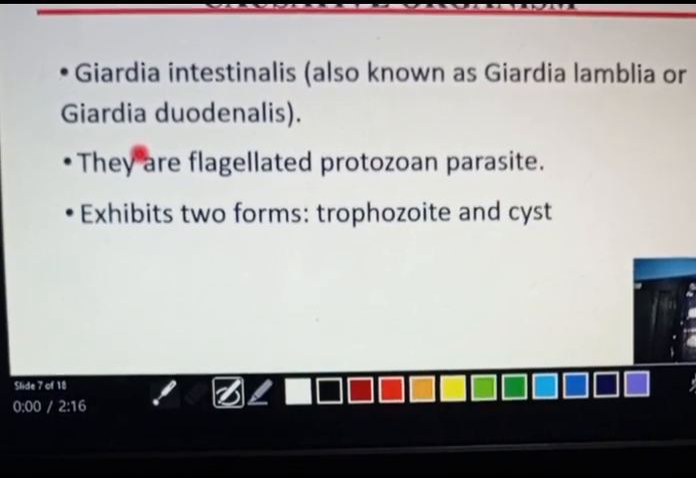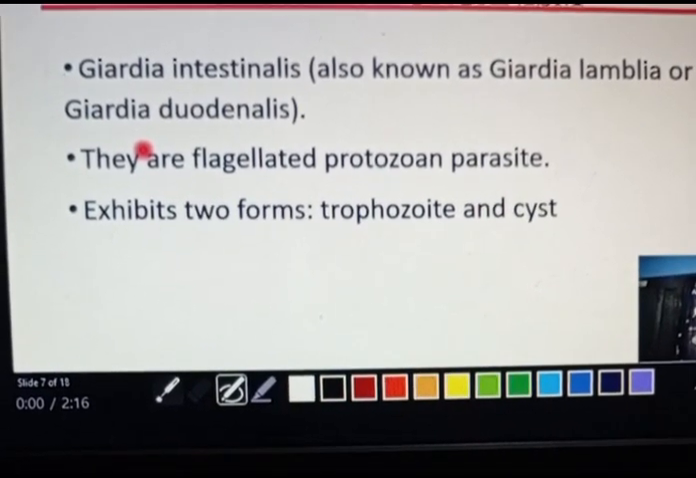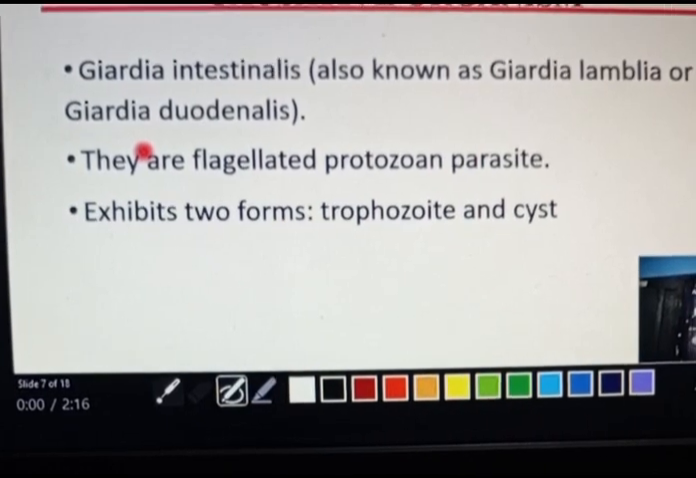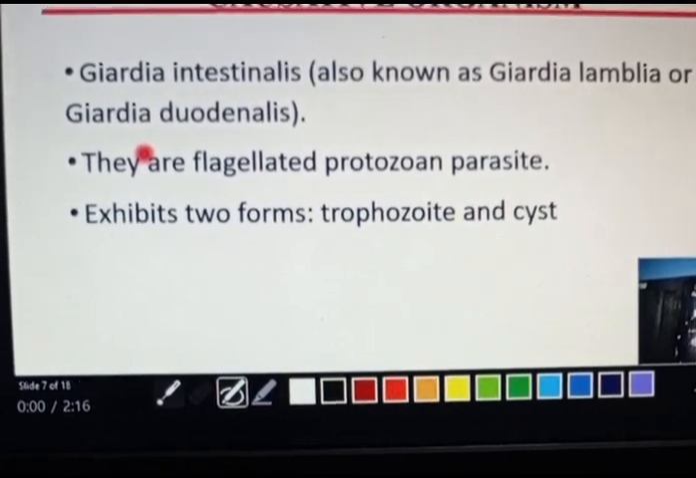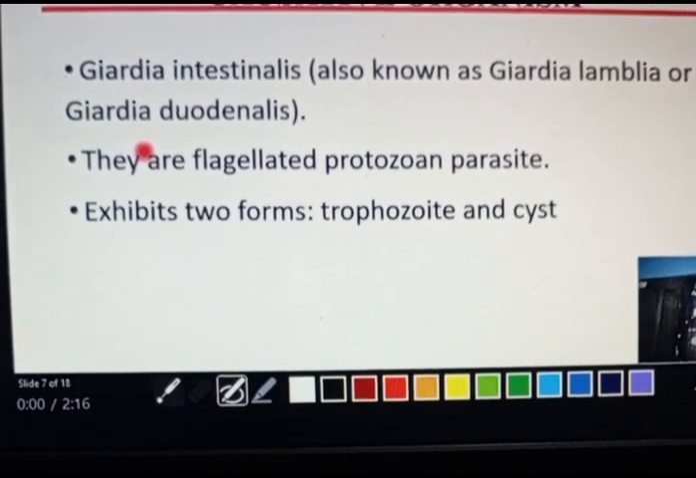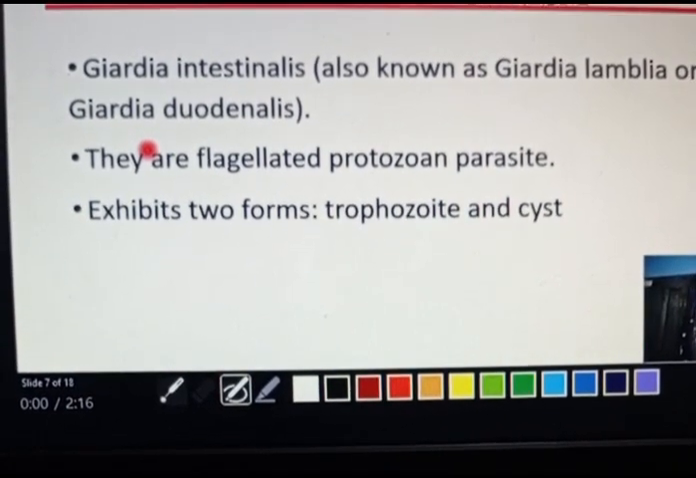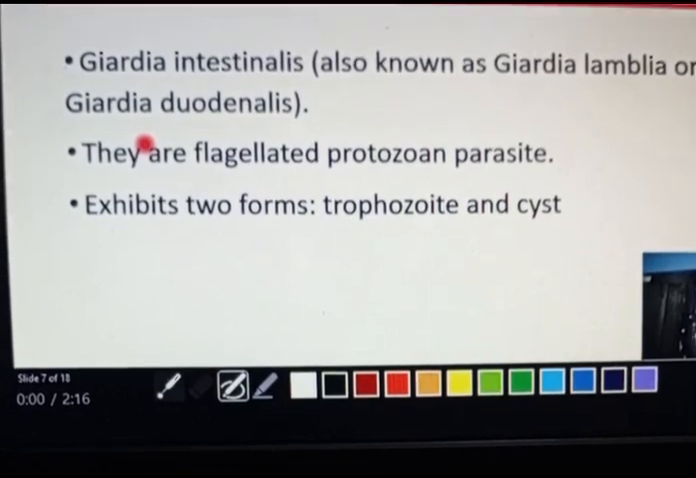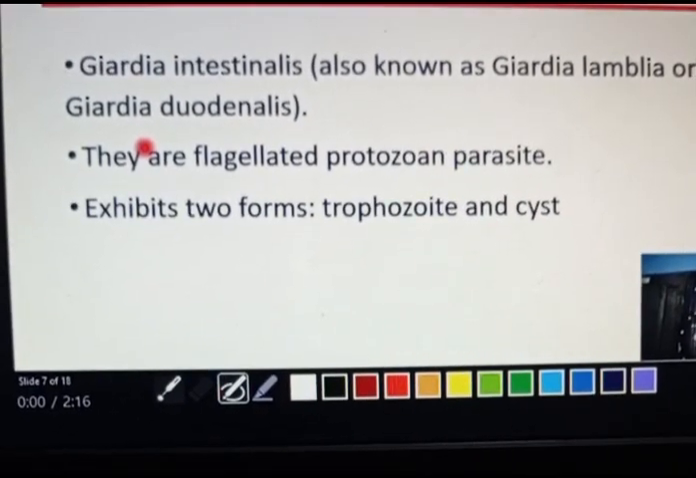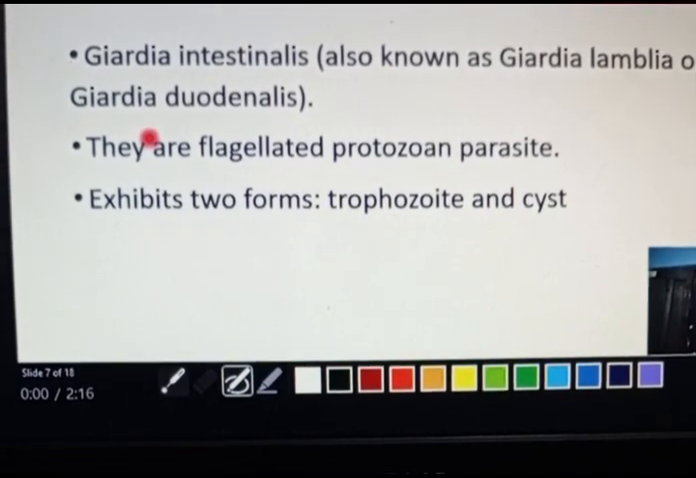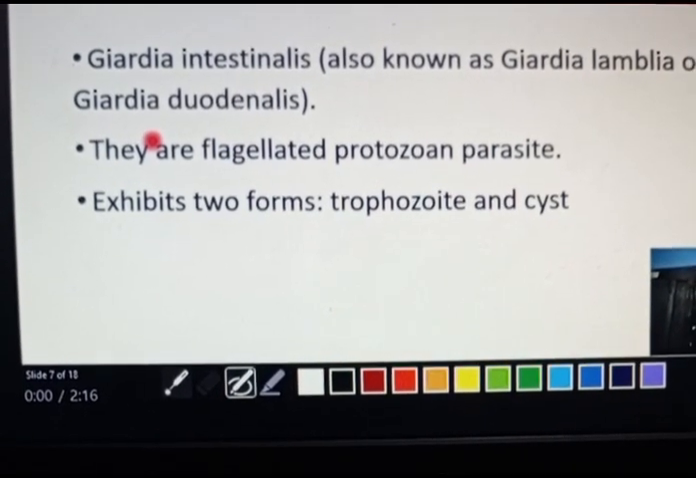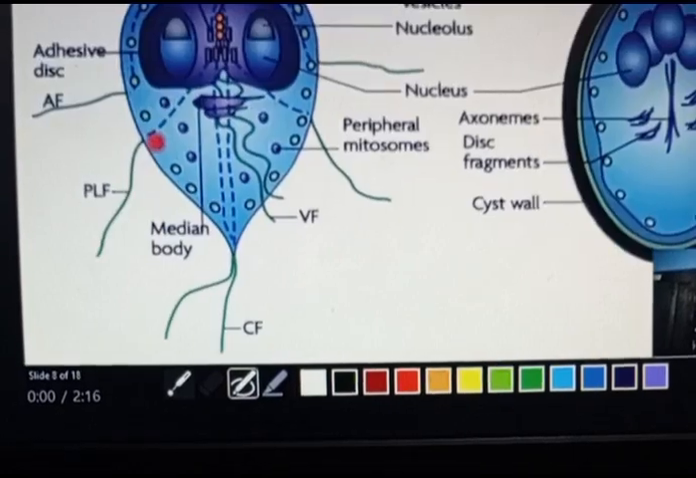Now mostly in the trophozoite form, the trophozoite has two nuclei. It has a tail, it has 4 pairs of legs, and it is heart-shaped. While the cyst has 4 nuclei, it looks oval, and it is encysted by a covering called the cyst wall.